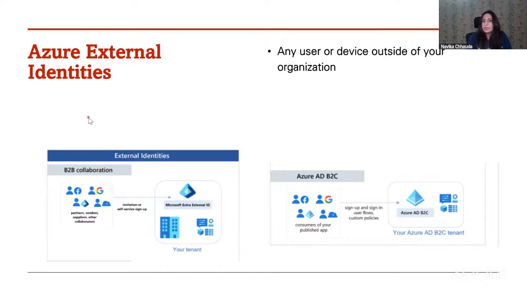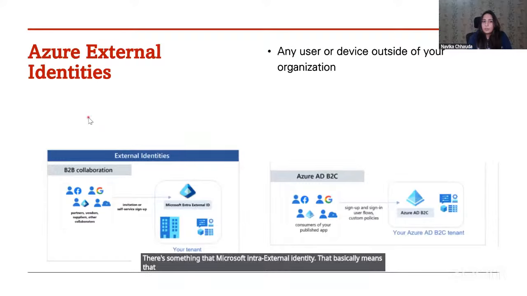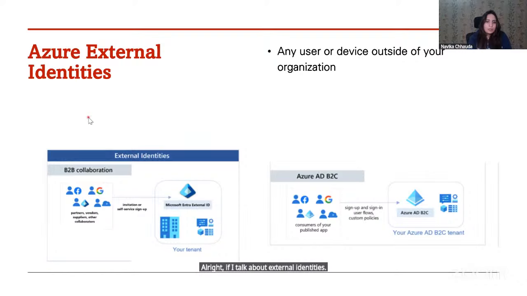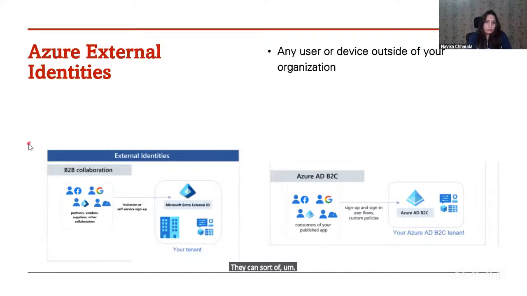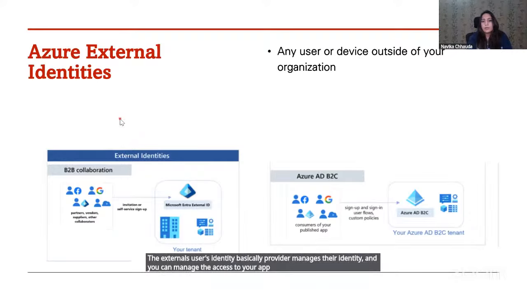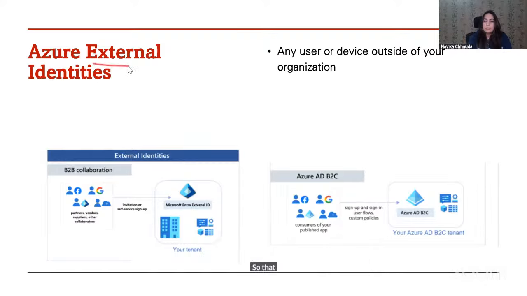There's something known as Microsoft Entra external identity. That basically means the different ways by which you can securely interact with anyone who is outside of your organization. All right. External identities might sound similar to single sign on. What happens with external identity is that users can bring their own identities and have their own credentials to sign in. The external user's identity provider manages their identity, and you can manage the access to your apps with your Microsoft Entra ID. So that is how external identities work.